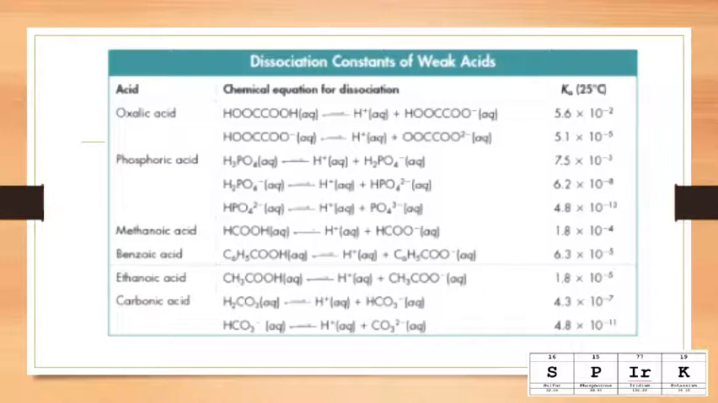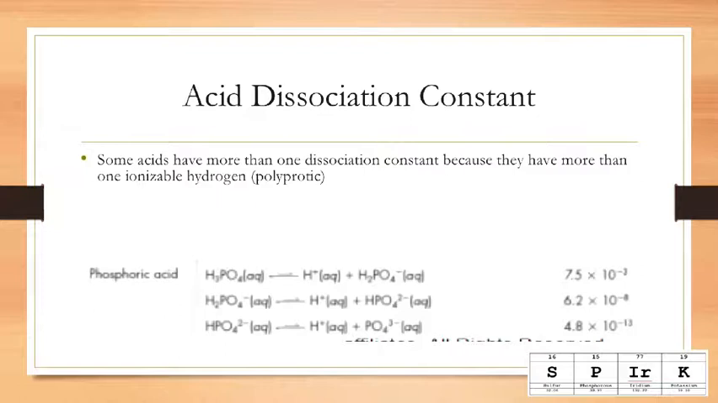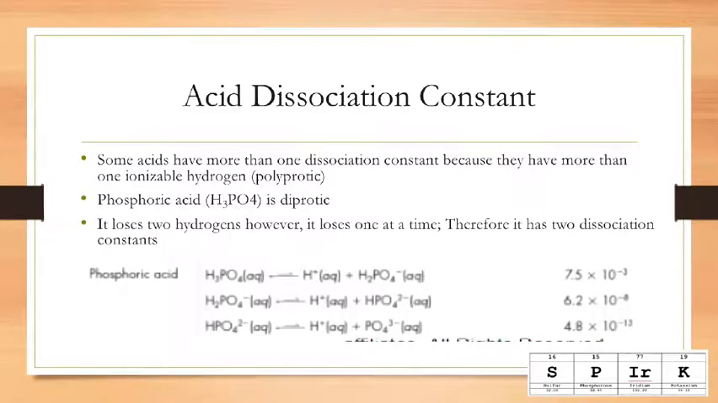Again, here are just some more dissociation constants of weak acids. Some acids have more than one dissociation constant because they have more than one ionizable hydrogen, or they are polyprotic. Phosphoric acid, H3PO4, is triprotic. That should say triprotic because it has 3 hydrogens. It loses them one at a time. Therefore, it has 3 dissociation constants.